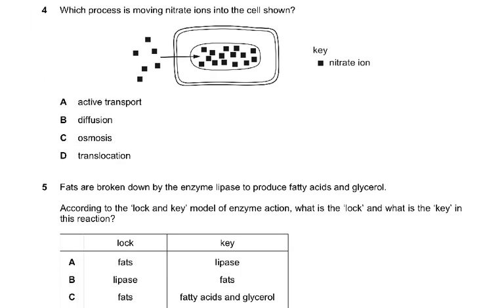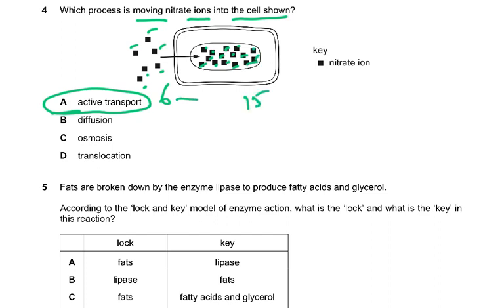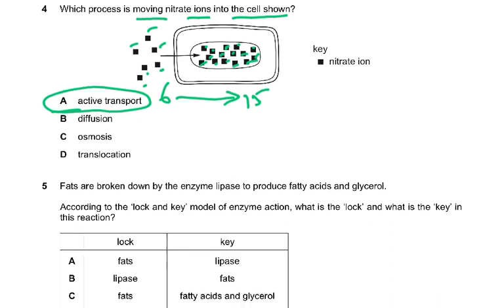Then coming to question number 4, which process is moving nitrate ions into the cell shown? You know this is active transport. Why is it active transport? Because, say this is 1, 2, 3, 4, 5, 6 outside, and inside we have 1, 2, 3, up to 15. So inside we have 15. If anything is moving from a low concentration to a high concentration, it has to be active transport.